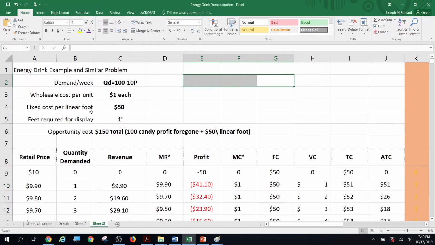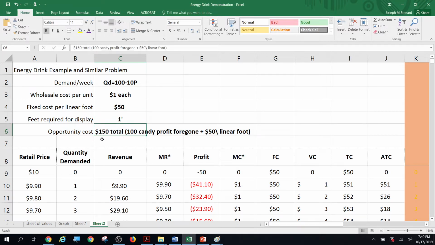The fixed cost is $50 per linear foot in this story, and it's also the same in your problem that you're doing for me. And the feet required for display is 1 foot here, same there. The opportunity cost, though, is a little bit different. For here, we calculated that the candy profits are $100 that we have to give up in order to put in the energy drinks. So that, along with the $50 in fixed cost, gives us a total cost of $150. So the way that we illustrate that is we could either show the fixed cost here as 50, or we could show the fixed cost here of 150.